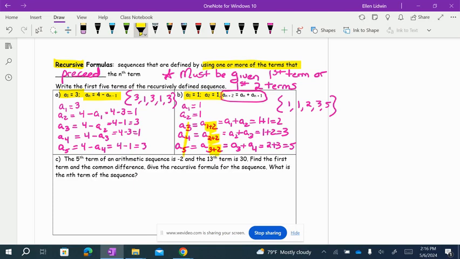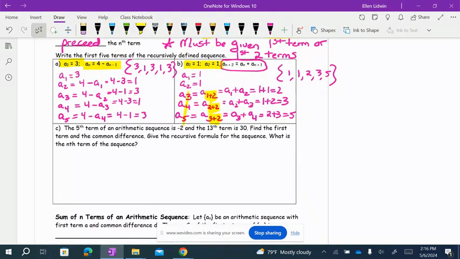Okay, moving on. Next problem says the 5th term of an arithmetic sequence is negative 2. The minute I read that, I say, oh, a sub 5 then is negative 2. The 13th term, okay, that's a sub 13, is 30. It says find the first term and the common difference. So that's the first part, okay? So find the first term and the common difference.